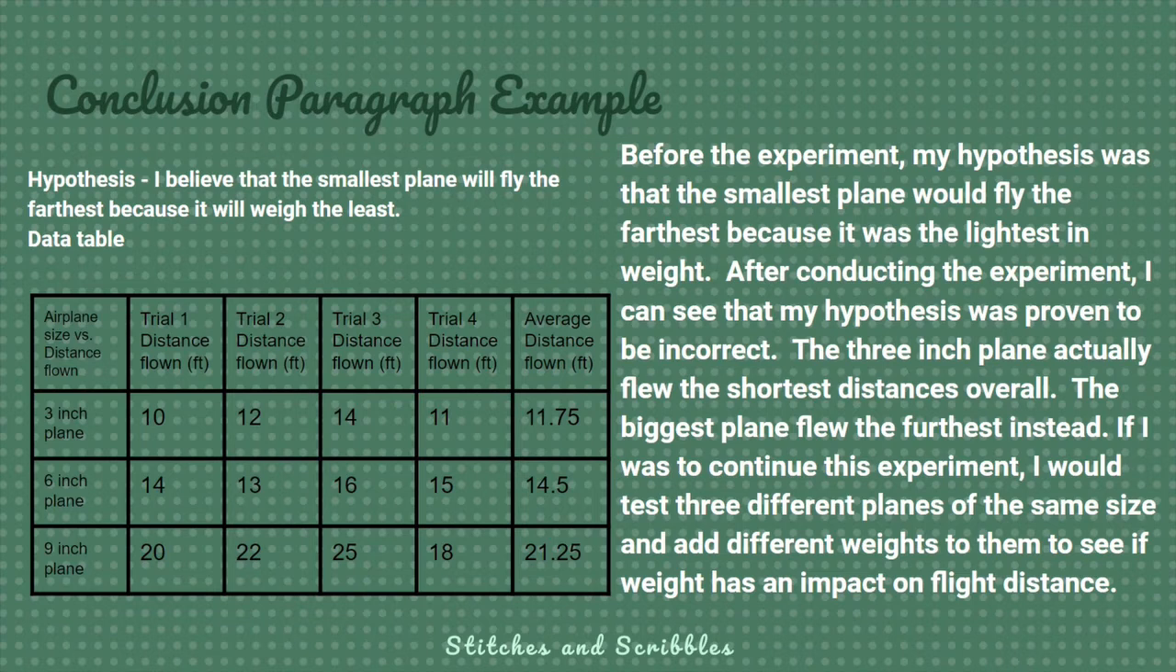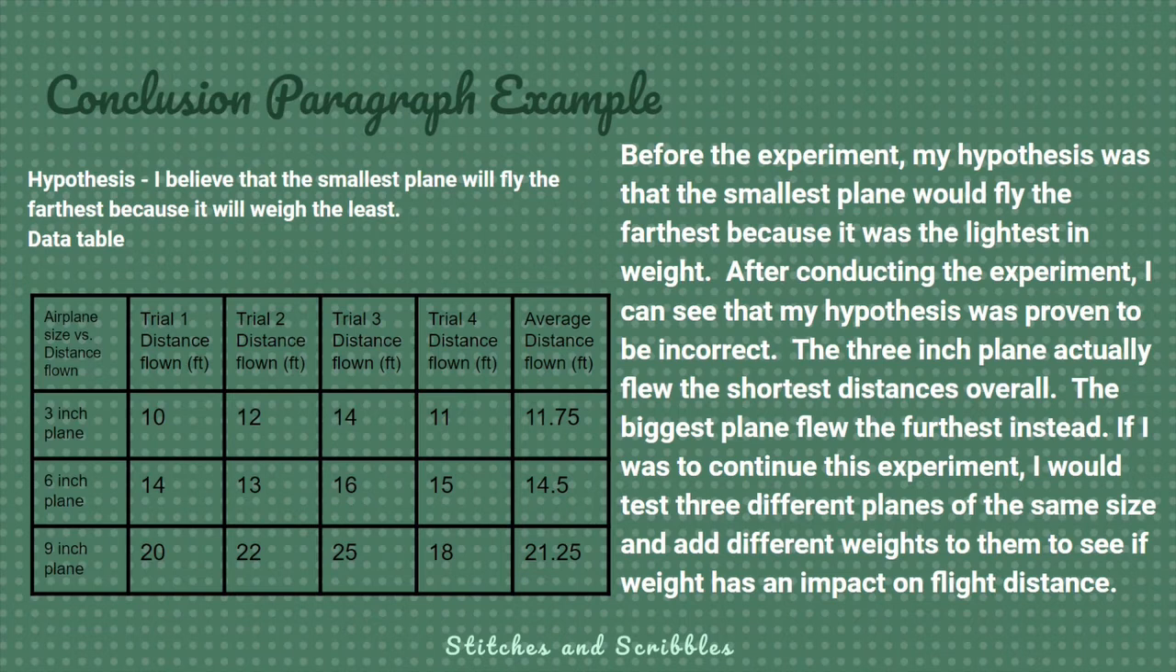Now let's go over a conclusion paragraph example. So I'm using the same set of data and testable question. We're going to say my hypothesis for this experiment was, I believe that the smallest plane will fly the farthest because it will weigh the least. Now, because of what we wrote in our analysis paragraph, we already know that that hypothesis was incorrect, but now we need to explain it. Even though your hypothesis should be in your final paper, it's kind of similar to the analysis in that we're going to pretend that our reader doesn't actually know what our hypothesis is when we explain this.